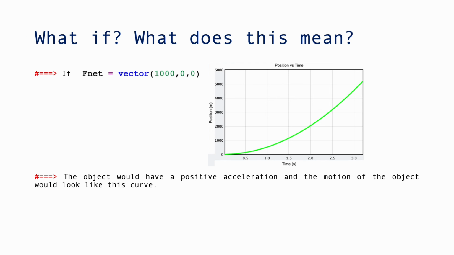Now to finish off the lab, I'm going to present two hypothetical situations. The first one is what would happen if F net was equal to 1000. If this were the case, the object would have a positive acceleration and the motion of the object would look like this curve. Here we can see a curve rather than a straight line, because the object is no longer moving at constant velocity, but accelerating each time.